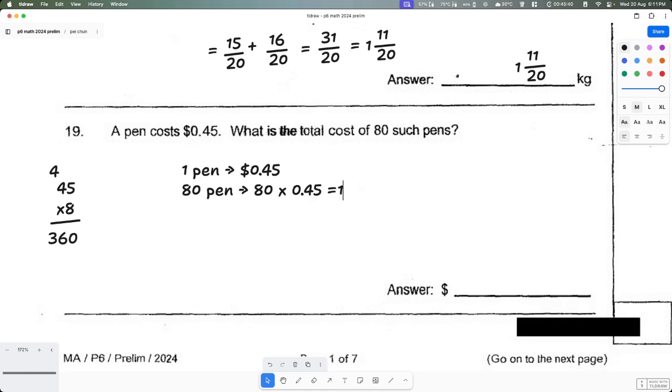80 is just 10 times 8 times 0.45, which is basically 360. So that means this is 10 times 3.6, which is equal to $36. All right, there you go. The answer is $36. Okay, let's move on to the next one.